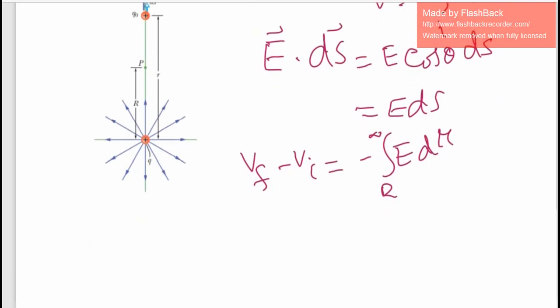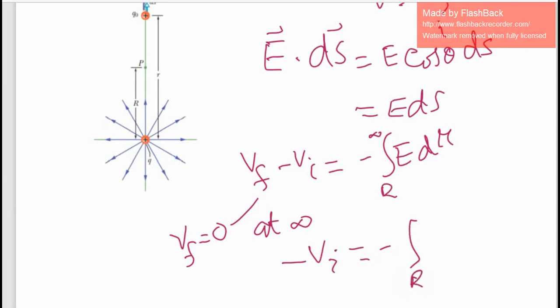So Vf is equal to 0, because at infinity we have learned that the potential is 0. So Vf is equal to 0. We are left with minus Vi is equal to minus the integral from r to infinity of E dr.